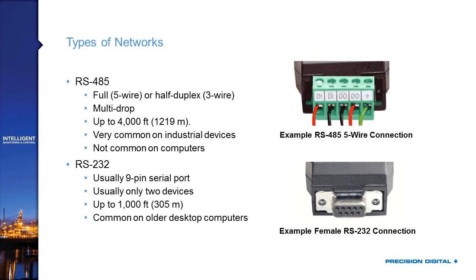RS-485 is a multi-drop network, meaning that you can have multiple devices easily added to it. You just wire them all up in parallel across the same lines. It can travel quite far. 4,000 feet for most applications is pretty sufficient. And I think you're going to find that RS-485 is one of the most common types of networks that's included on serial devices.